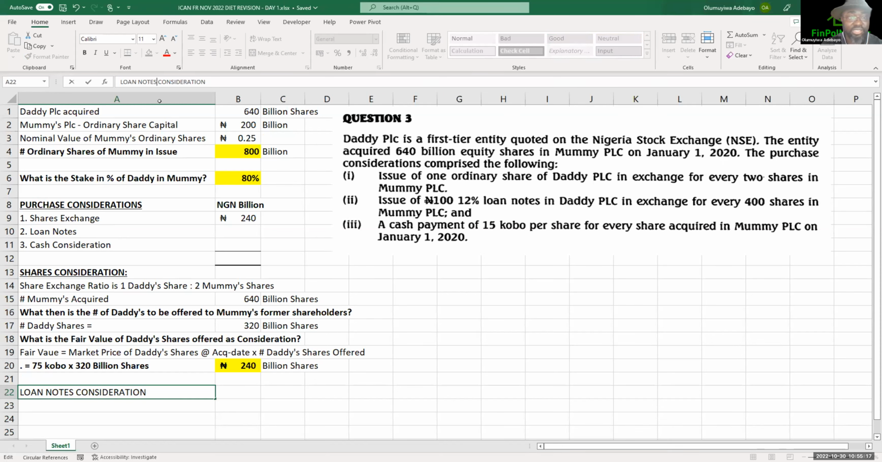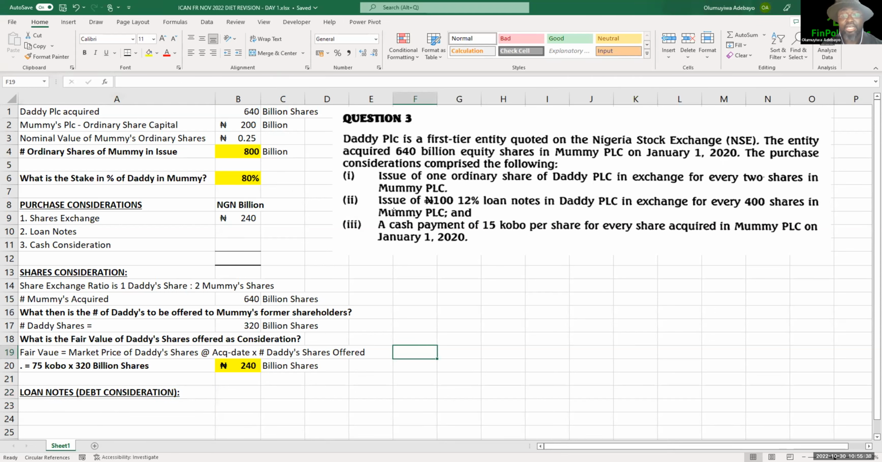Loan notes is otherwise known, as I've always taught you in class, as debt consideration when it comes to business combination. Okay, no question. Now let's go back to it here. In addition to the share consideration, Daddy will also issue a loan note, which means that it's going to acknowledge that it's owing additional amount to the shareholders of Mommy that surrender their shares. And it's issuing a loan note at the rate of 100 Naira per note. And that loan note will attract interest of 12%. And one loan note is equivalent to 400 shares of Mommy acquired.